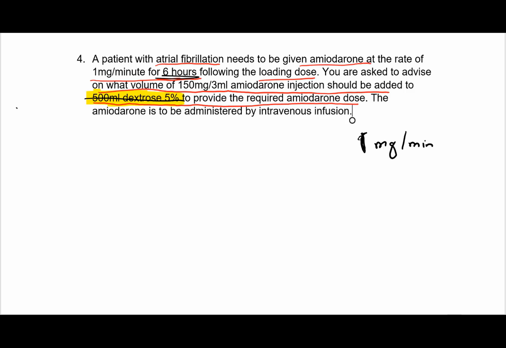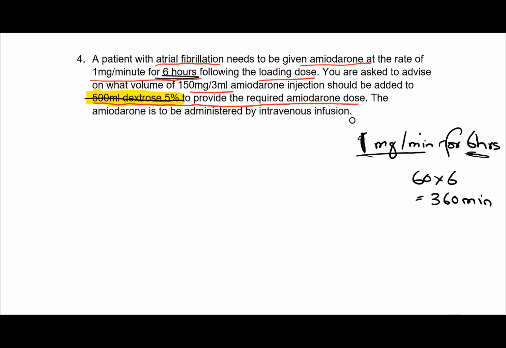So we have to give to the patient 1 milligram per minute for 6 hours, right? So let's calculate how much total dose we have to give to the patient for 6 hours. So 1 milligram per minute in 6 hours. How many minutes do we have? 60 minutes in 1 hour. So that means 60 times 6 is equal to 360 minutes.